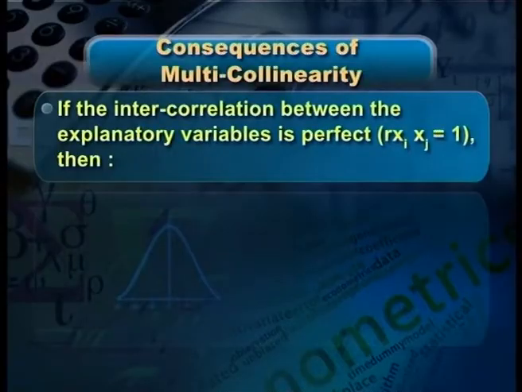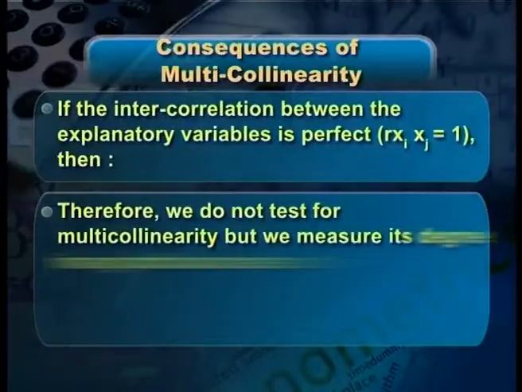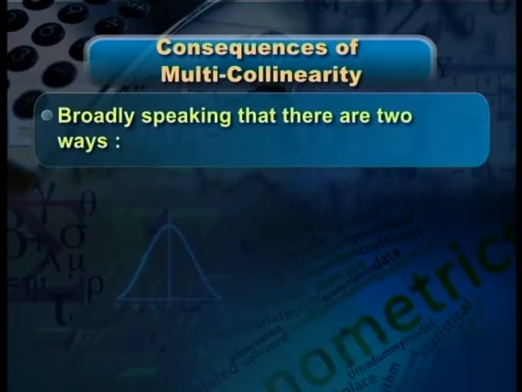Therefore, there is no need to test for its presence. To some of them, multicollinearity refers to the condition of the explanatory variables that are assumed to be non-stochastic. Essentially, it is a feature of the sample and not of the population. Keeping all these facts in view, we do not test for multicollinearity, but we measure its degree in any particular sample. However, broadly speaking, there are two ways to find out the problem of multicollinearity in a given situation.